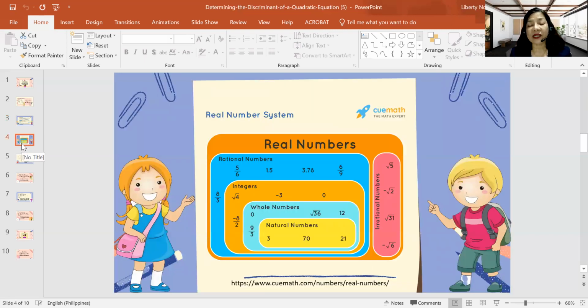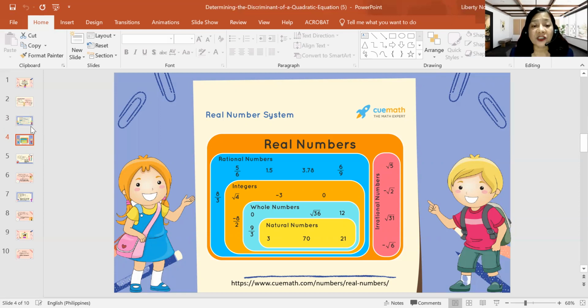Okay, these are more examples of real numbers. When we say real numbers, all the numbers belong to the real numbers. For rational numbers, we have here 5/6, 1.5, which means 1 and 5 tenths, 6 over 9, 3.78, which means 3 and 78 over 100, and 8 over 3. So those are rational numbers.